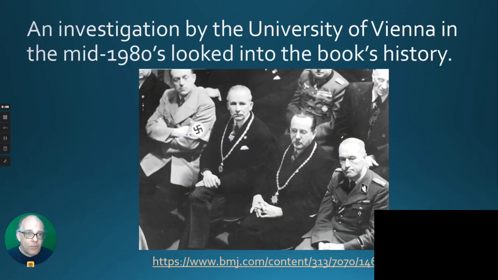Now, if we take a look at Pernkopf, and again, getting to the ugly aspect of this, an investigation by the University of Vienna in the mid-1980s started to look at this. And what they learned, which was probably known but not well known at the time, was that Pernkopf was an active member of the National Socialists. He was a Nazi at the University of Vienna.